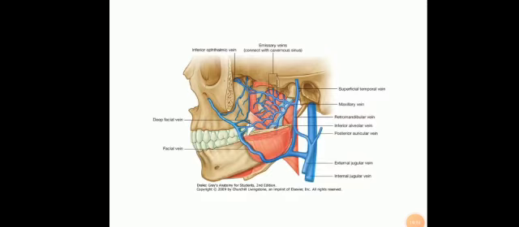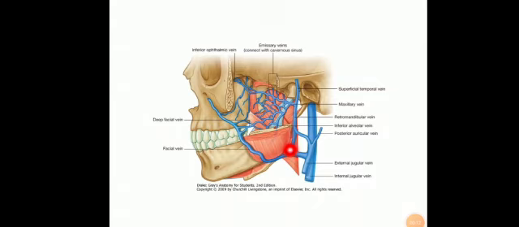This one is the retromandibular vein. It is formed by two veins, maxillary vein and superficial temporal vein. This retromandibular vein divides into an anterior division and a posterior division. Again, the retromandibular vein divides into anterior division and posterior division.